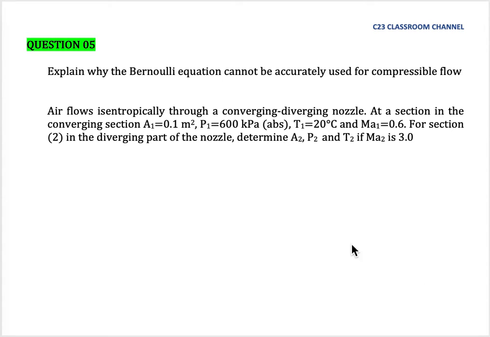Compressible flow tutorial number 5. Explain why the Bernoulli equation cannot be accurately used for compressible flow.